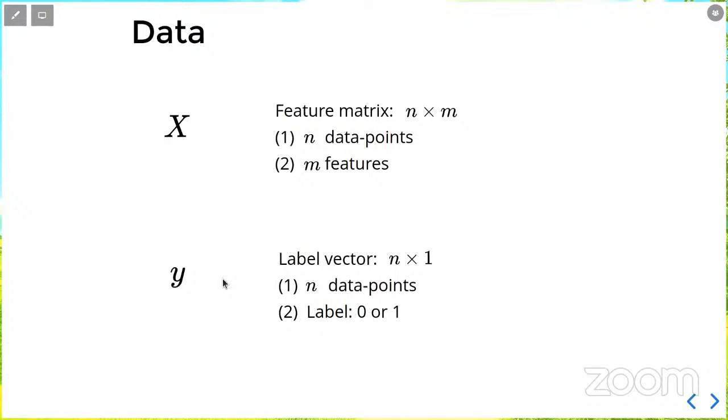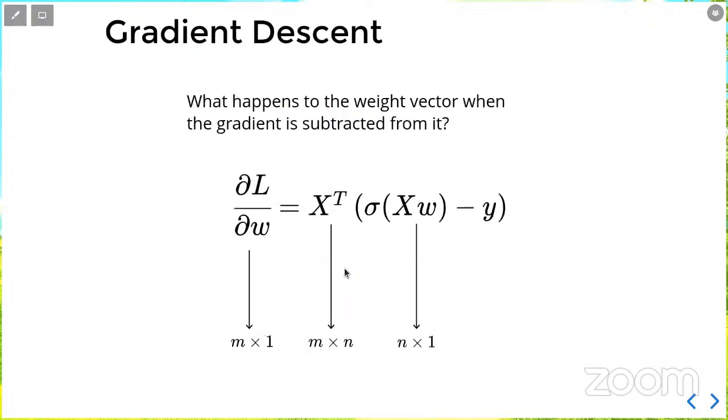Okay. So we know what the decision boundary looks like, and we have some data matrix, right? Our feature matrix has n data points and m features, and a label vector with n data points, with 1 or 0 being the label. This is something I want all of us to understand. So this gradient we keep subtracting, right? In gradient descent, w equals w minus alpha times the gradient. What is really happening is something that we need to understand.